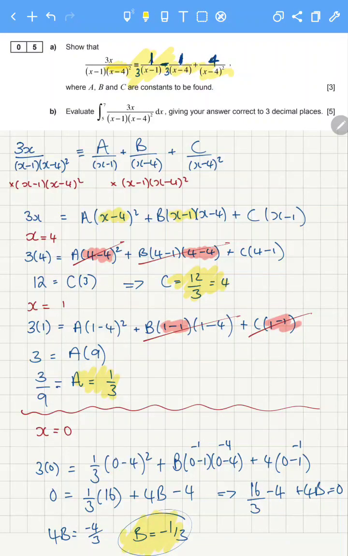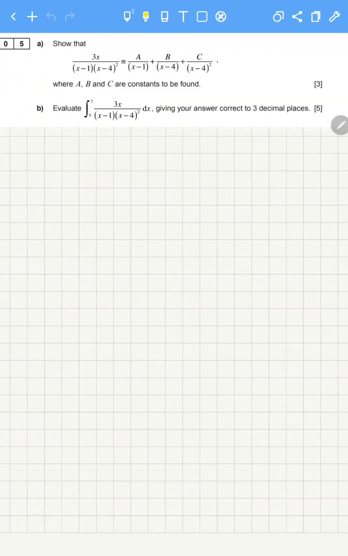There you go. All right, on to part B. Now we need to do the integral. I hate these part Bs, but there we go. Oh, actually, what I want to do is I'm going to pause here and redo it.